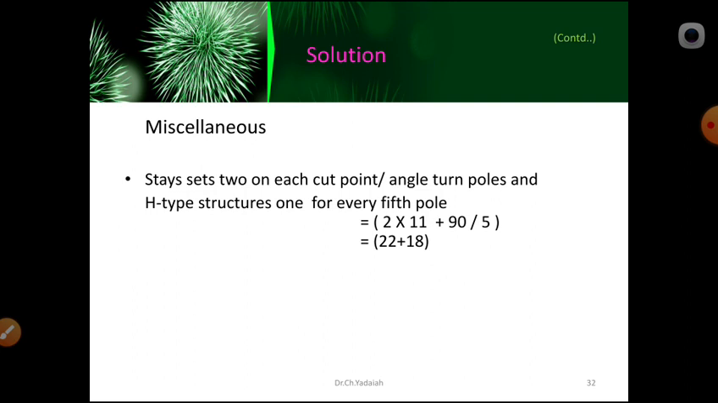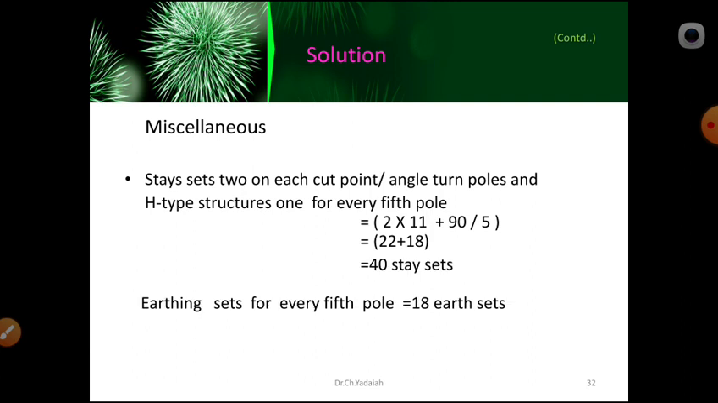Then H type structures also require stay sets, and every 5th pole, as per Indian Electricity Rules, we are going to provide a stay set also. So by combining all these, 2 into 11 plus 90 poles by 5, we get 22 plus 18. That is 40 stay sets required for a length of 8 kilometers of 11 kV line to keep it mechanically strong. So we calculated the stay sets.